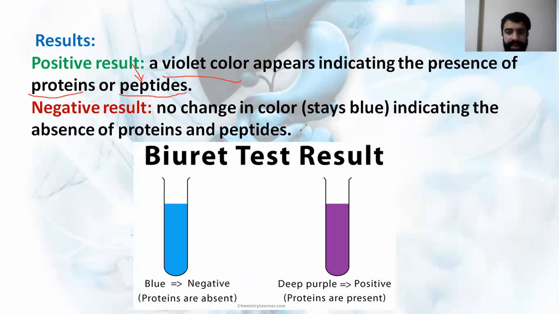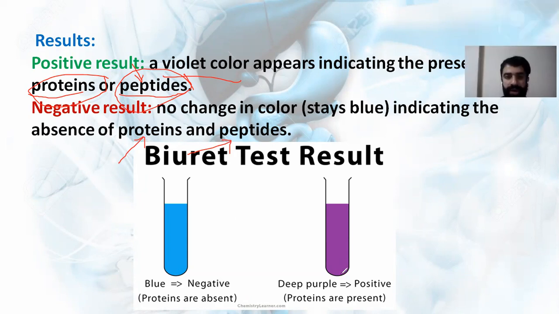So the Biuret test, as a conclusion, is done to identify the presence of proteins and/or peptides. If it's a positive result, it will give a violet color. This indicates the presence of proteins and/or polypeptides. While if it's a negative result, this indicates the absence of proteins and peptides. So here, the positive result, we have a purple color or a violet color.